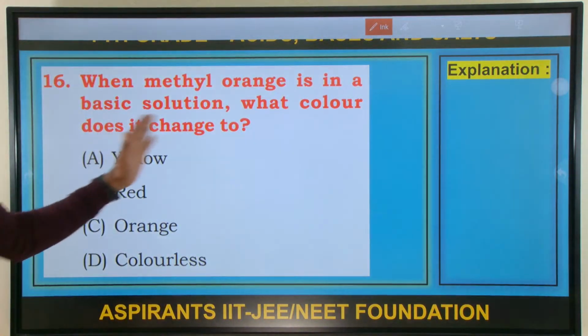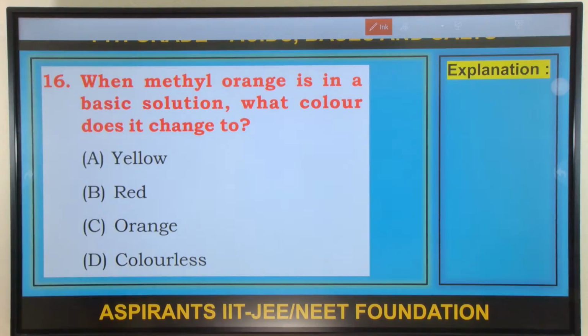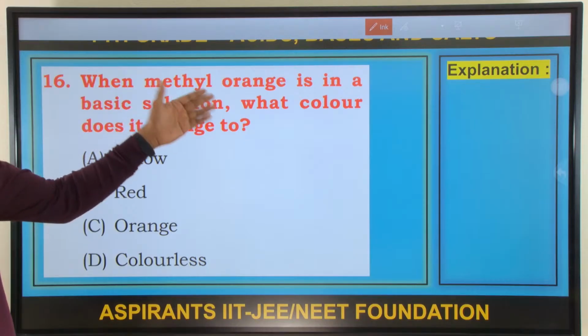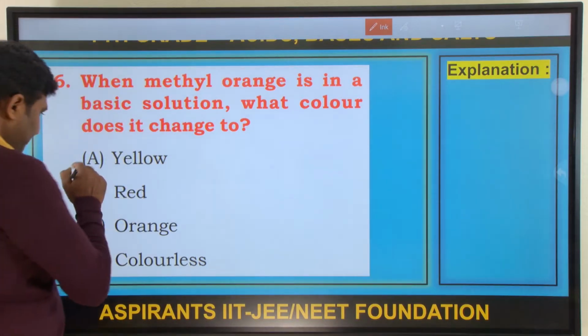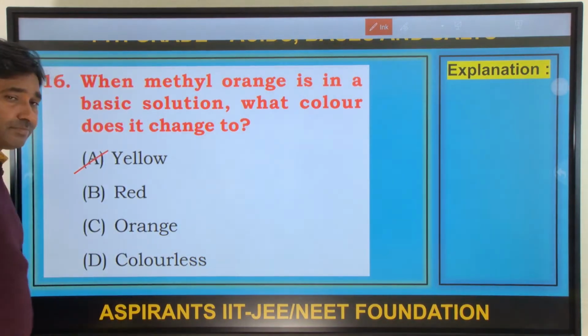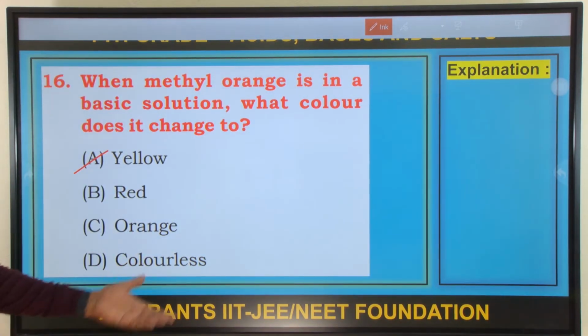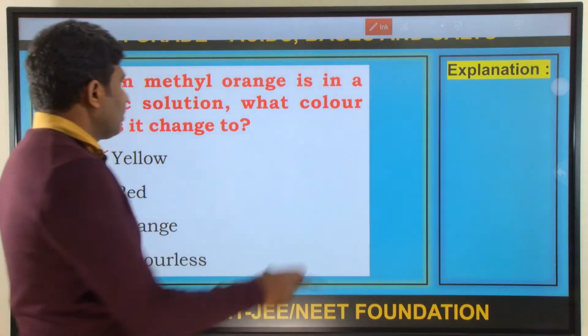When methyl orange is in a basic solution, what color does it change to? So just now we discussed the color change of methyl orange in acidic media. Now the color change of methyl orange in the basic media. In the basic media it changes to yellow color. In acidic media red color. In basic media yellow color. Okay.